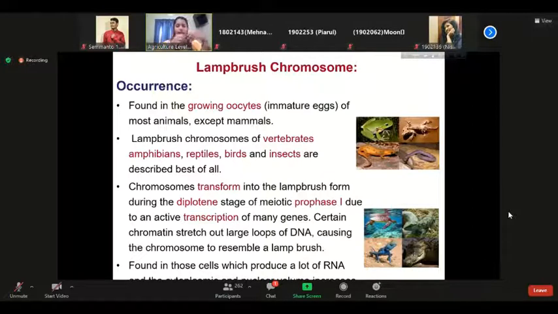In the diplotene stage, some segments of the DNA need to be transcribed to produce mRNA. For that reason, they uncoil, and for the transcription process, they make loops. They make these types of loops. That's why there are so many loops. In that way, during the diplotene stage, the chromosome gets many loops because of the extension or stretching of some DNA segments, causing the chromosome to resemble a lampbrush shape.